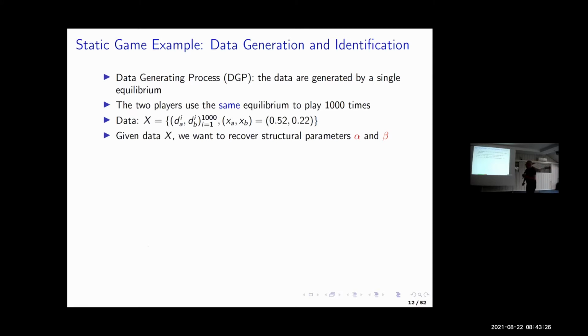Now what we want to do, with this simple model, is see what happens if we were to estimate these parameters, these alpha and beta. So we're going to do a little bit of Monte Carlo.